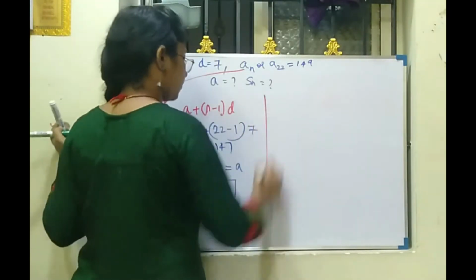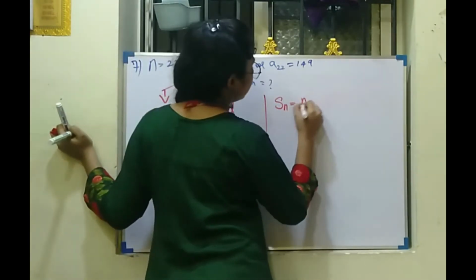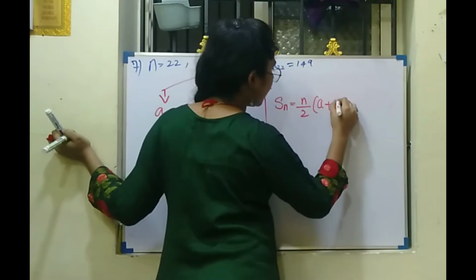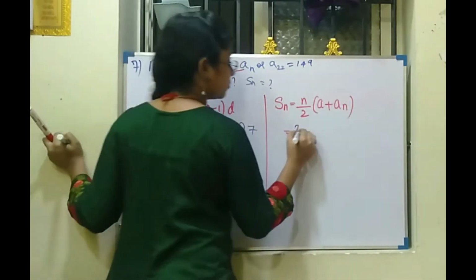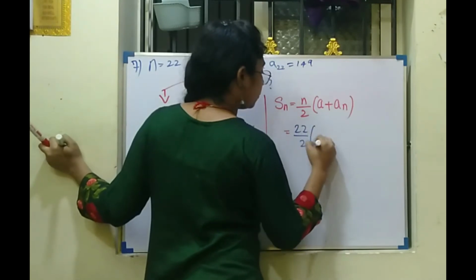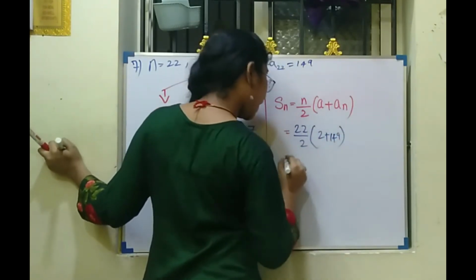From this, we have to find the value of Sn. What is the formula for Sn? n by 2 into (a plus an). Here n is 22, so 22 divided by 2, a is 2, and an is 149.